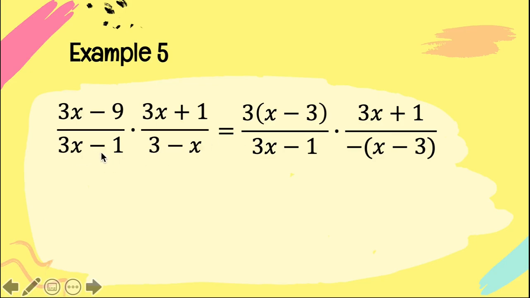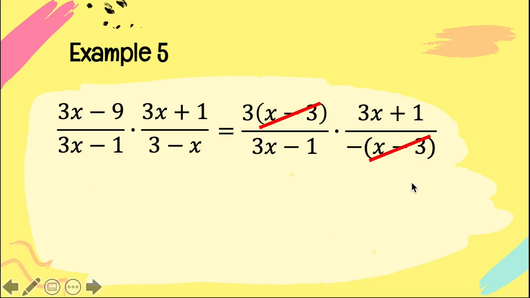Over, just copy 3x minus 1 because 3x minus 1 is not anymore factorable. Times 3x plus 1, just copy because it's already prime. Over, as you notice this one, I factored out negative. As you factor out negative, that will be negative times the quantity of x minus 3. I do that so that we can cancel a common factor, which is x minus 3.